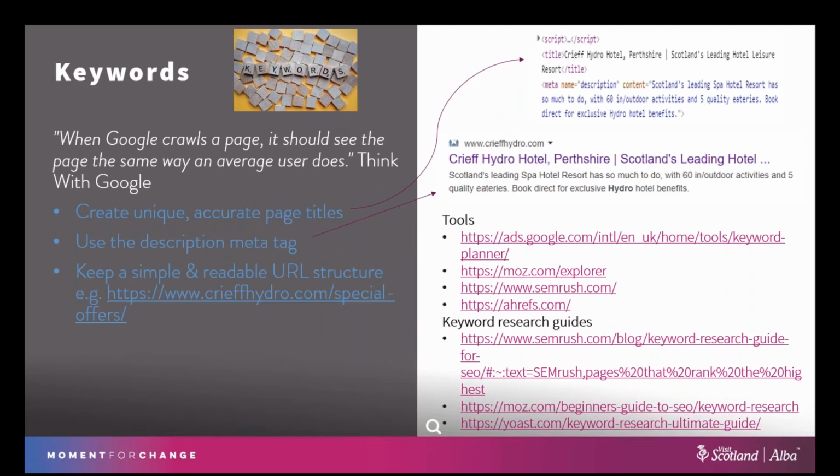Another little tip is they should be as logical and readable as possible, and they should take visitors to the page they expect to reach. So when I click on crieffhydro.com/special offers, I expect to be taken to a page about special offers and have content on that page. So if I go to a page with special offers on your website and there are no special offers there, I'm going to be disappointed in your website. So keep that in mind.